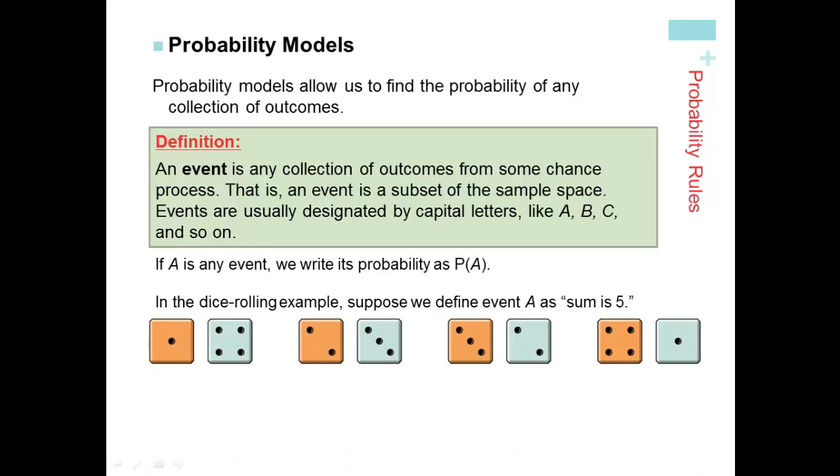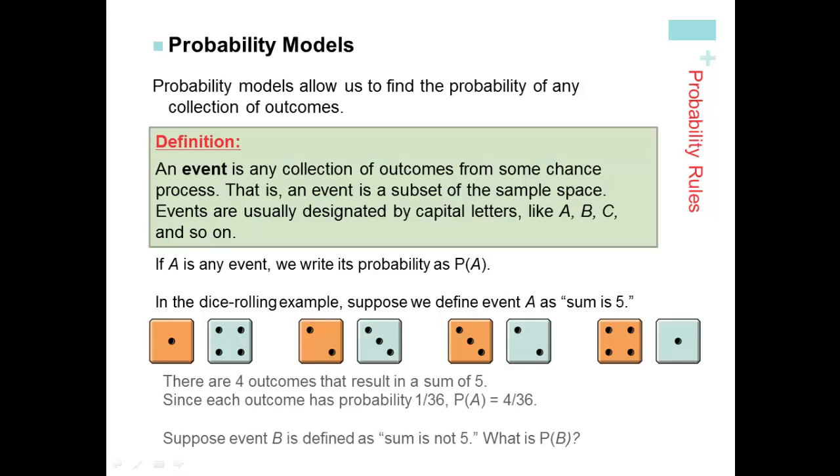There are 4 different ways of ending up with the sum of a 5. Since each outcome has a probability of 1 in 36 of occurring, the probability of event A, which again was the sum of a 5 occurring, is 4/36.